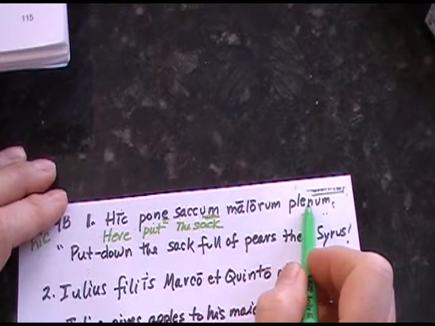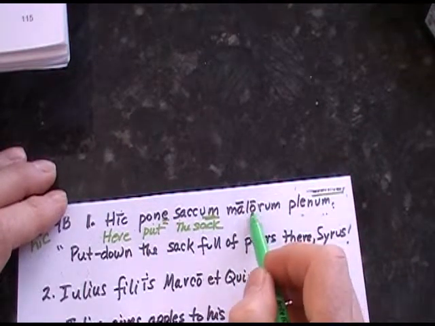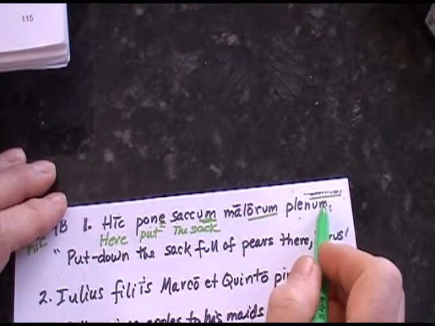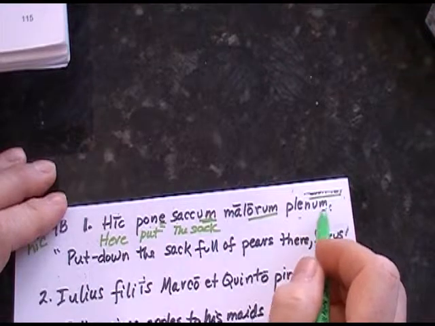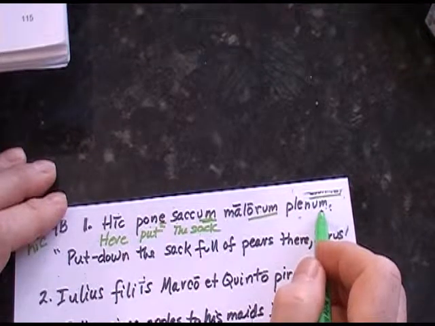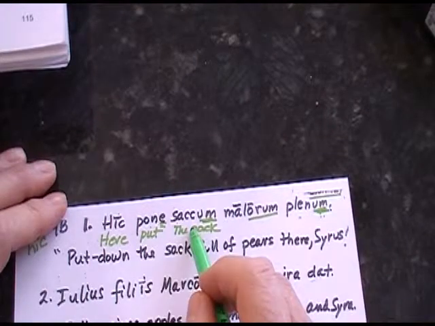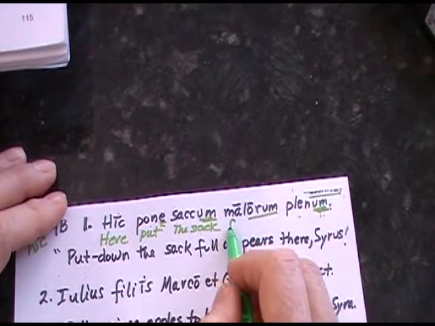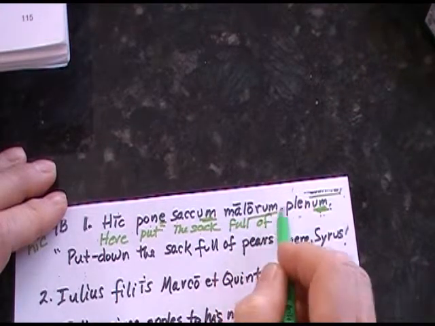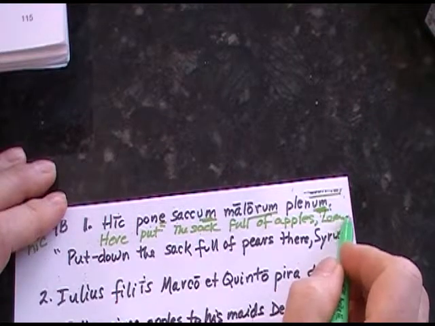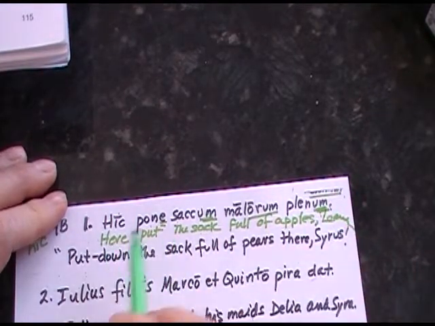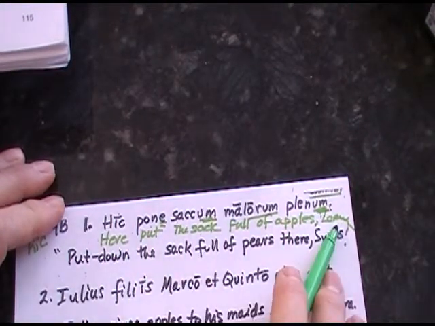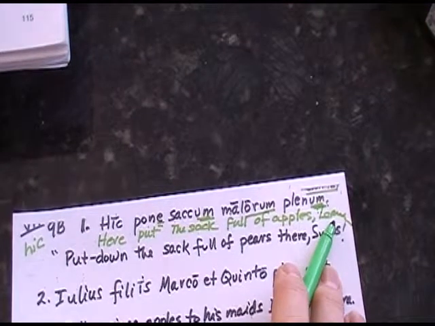We have malorum plenum. Now, the orum ending of apples, right? Plenum. Plenus, a, um is an adjective, which means full. What is full? A sack. So here, put the sack full of apples, Leander. Now in English we probably wouldn't quite say it this way. We would say, put the sack full of apples here, Leander, or Leander, put the sack full of apples here.